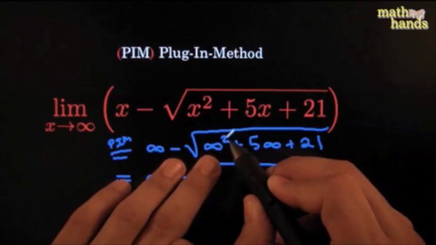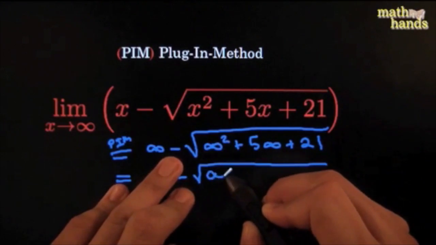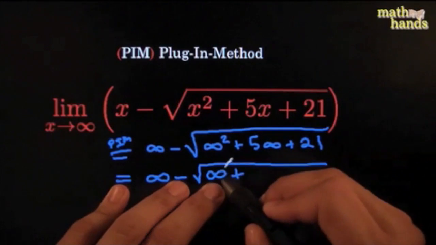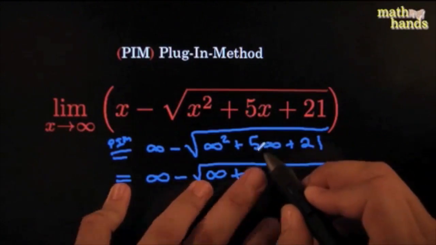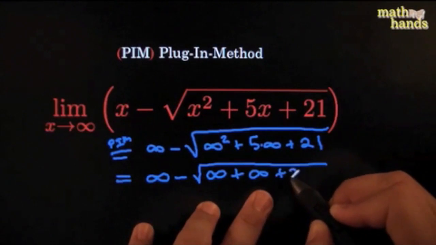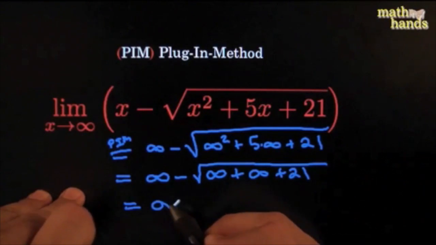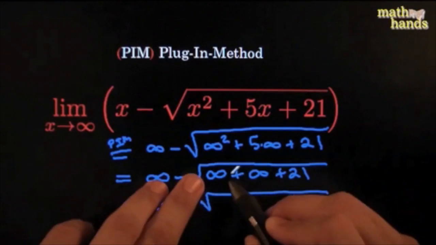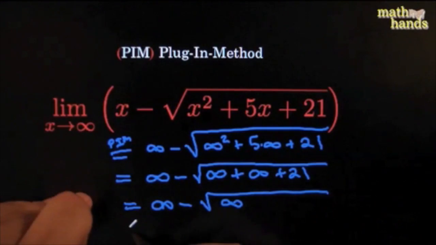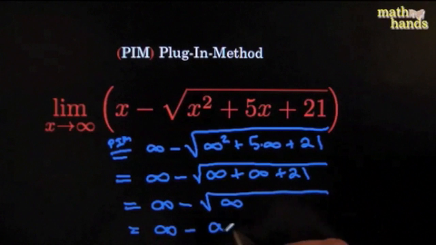If I have infinity raised to the second power, that means a large number times a large number. It's not very controversial. I think everybody can agree that the result would be a large number. Same thing with this. If you have 5 times a huge number, well, that's going to be a huge number. That part is not controversial. Infinity plus 21, that part is not controversial. If I take the square root of an unbounded number, I will get an unbounded number.